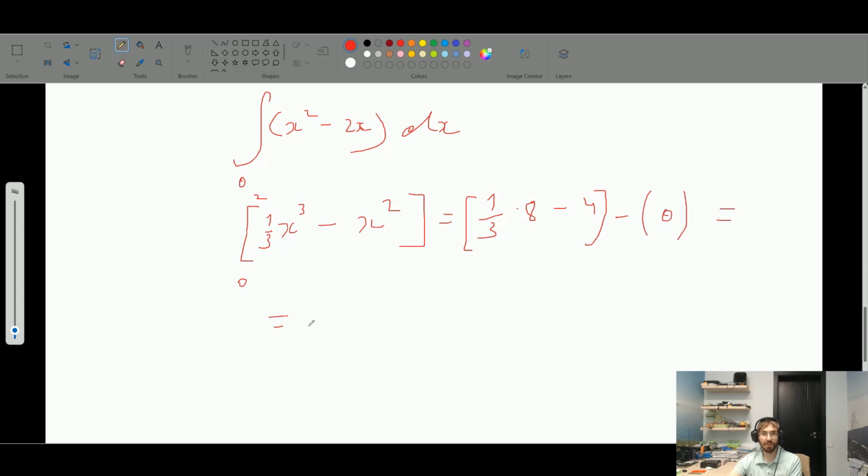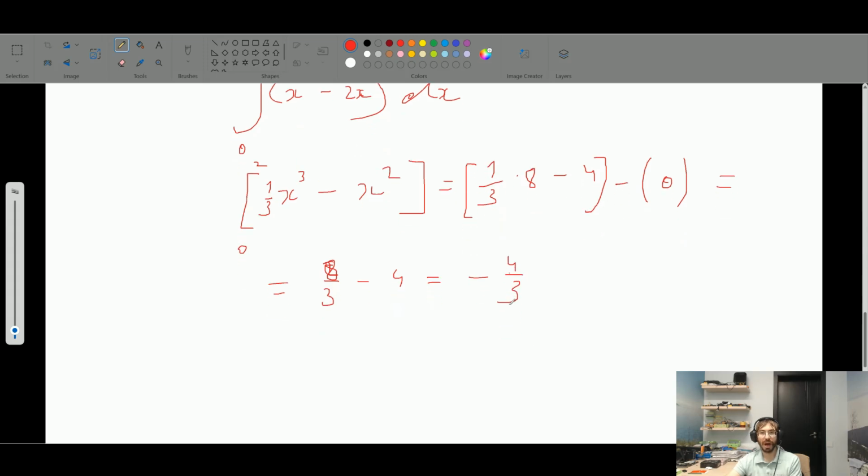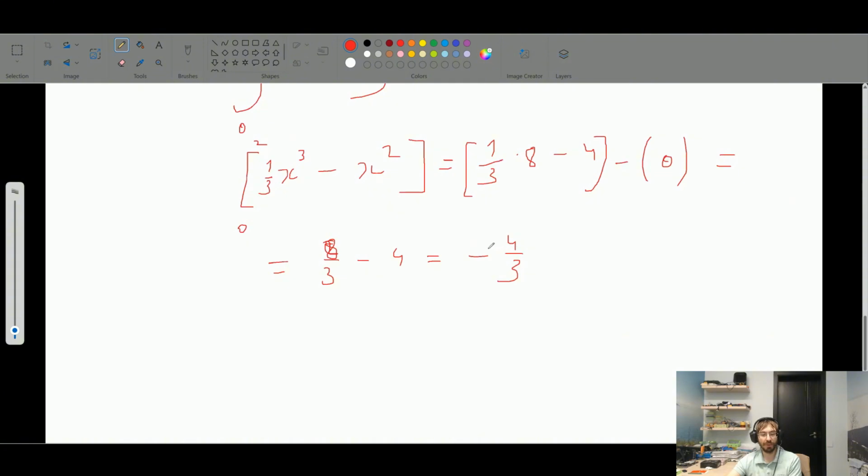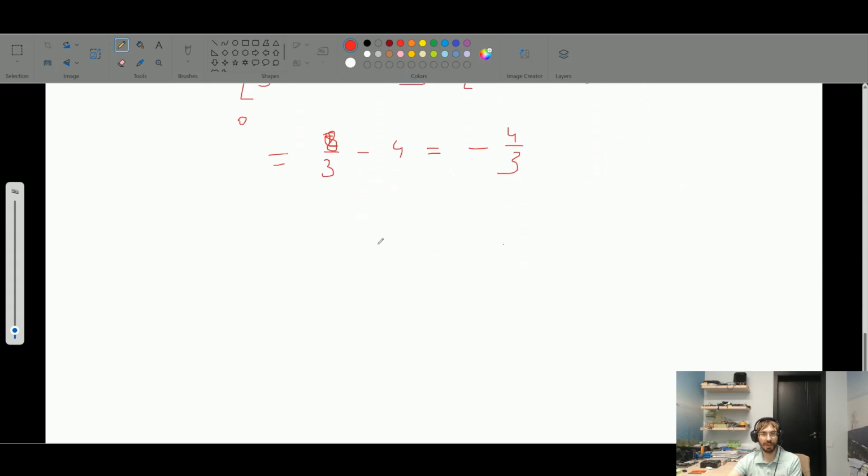Then how much will it be? Well, it will be 8 over 3 minus 4. 8 over 3 is below 3, so the result will be negative: minus 4 over 3. Then the question is, how can the area be minus 4 over 3? Well, the area cannot be, but the result of the integral is correct.